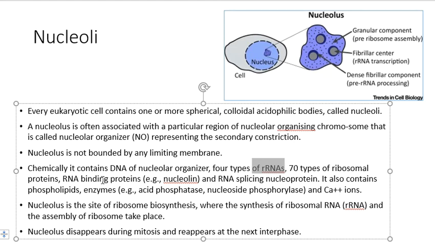The nucleolus is the site of ribosome biosynthesis. It is a factory where the synthesis of ribosomal RNA, or rRNA, takes place, and ribosome assembly also occurs within the nucleolus. The nucleolus disappears during mitosis and reappears at the next interphase. So during cell division, there is no specific region within the nucleus called the nucleolus. The nucleoli completely disappear.